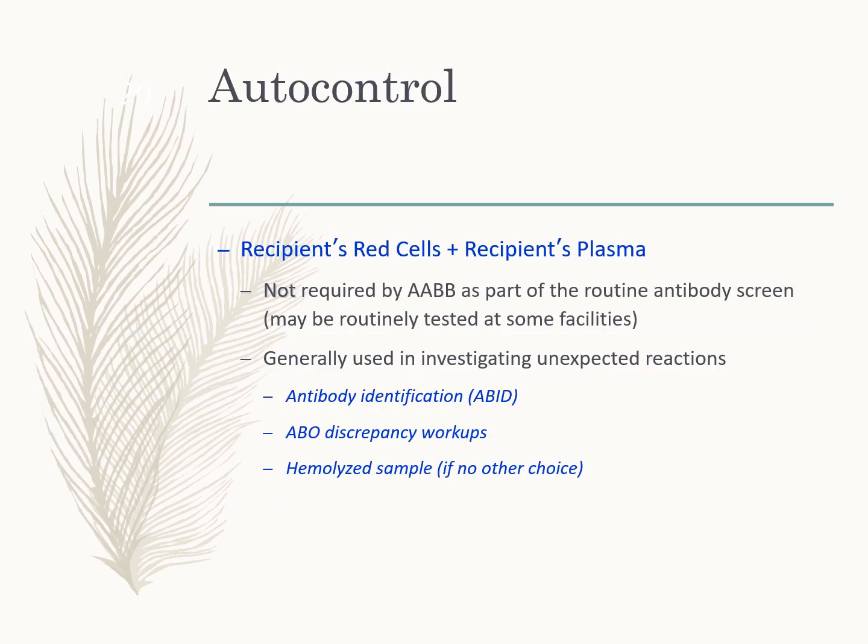So an auto control is when you test the recipient's or the patient's red cells with the recipient's plasma. This is not required, but it is helpful when you're doing the antibody ID. When you have all positive reactions with your screen or panel and you run an auto control, that can help determine if it's an autoantibody or an alloantibody. So usually when you get a positive screen, or you have an ABO discrepancy, or you have a hemolyzed sample, you'll run an auto control.